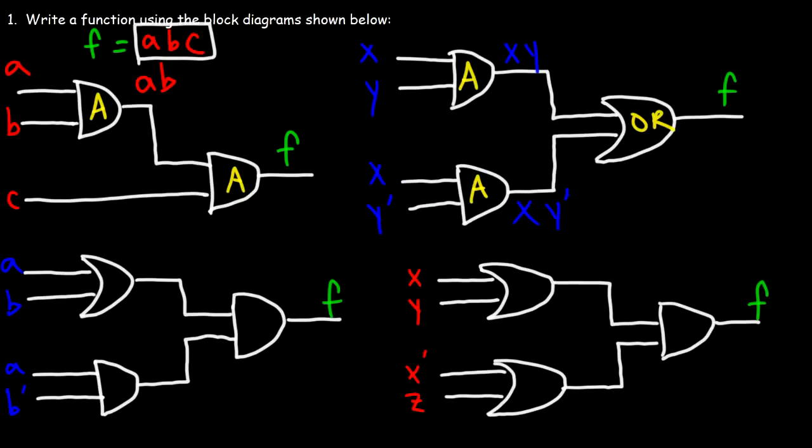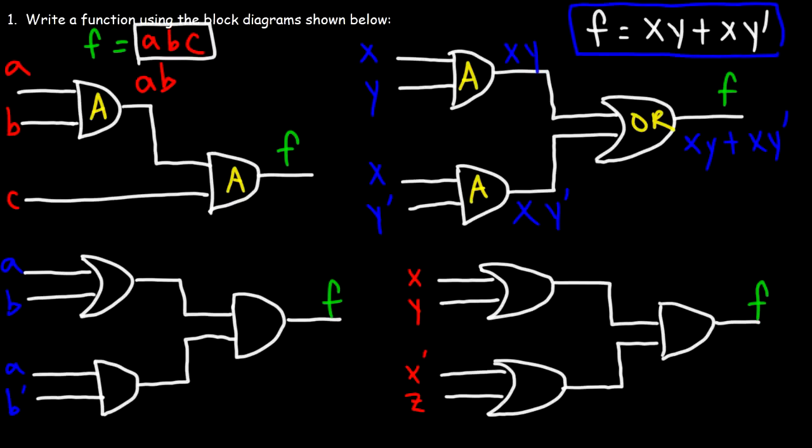Now the OR gate is going to take the two inputs and add them together. So the output of the OR gate will give us the function xy plus the other input xy prime. And so we could say that function f is equal to xy plus xy prime. So that's how we can write the function given a block diagram.